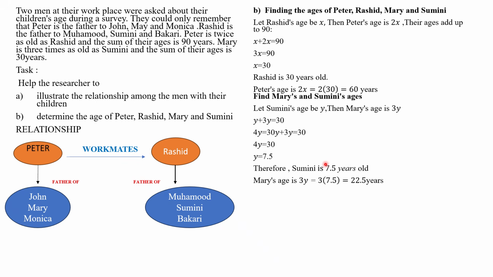So if Sumin is 7.5 years, then Mary is 3 times 7.5, giving us 22.5 years. And my friend, come here and give a conclusion. They were not asking for each. Give a conclusion at a go. Peter is 60 years, Rashid 30 years, Sumin 7.5 years, and then here we have Mary with 22.5 years.